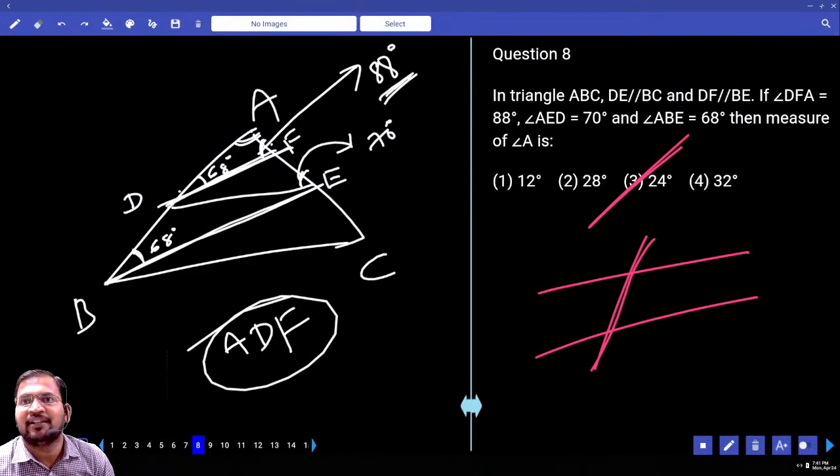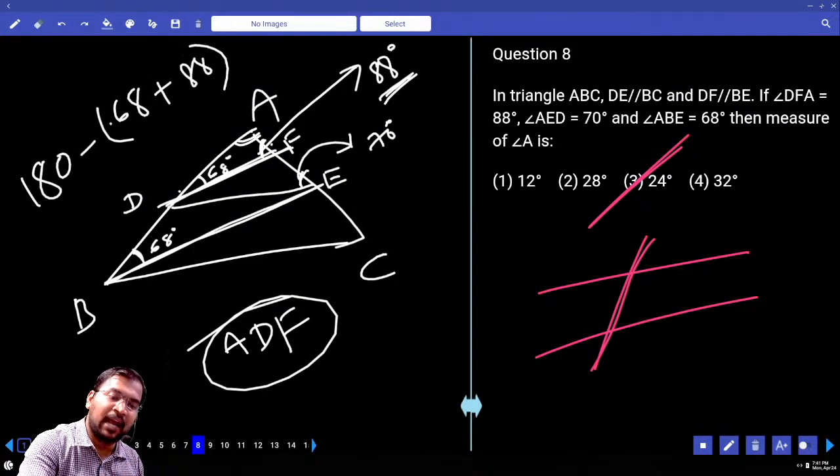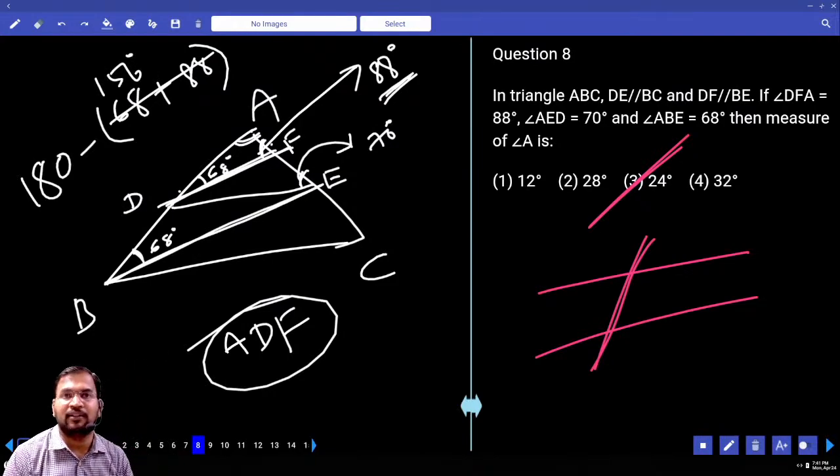Are you clear, Nana? Some people do 180 minus 68 plus 88. If you add these two, how much are you getting? 140, 156. Then subtract. You will get the same thing, na? So no need to do that. All of you clear, Nana? Shall I go for the next question?